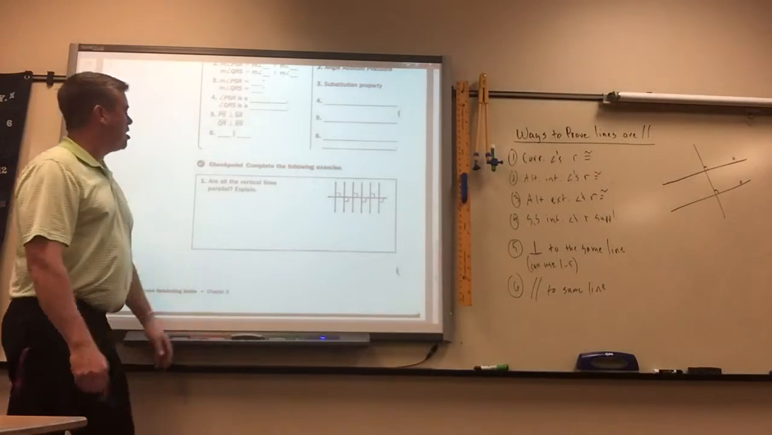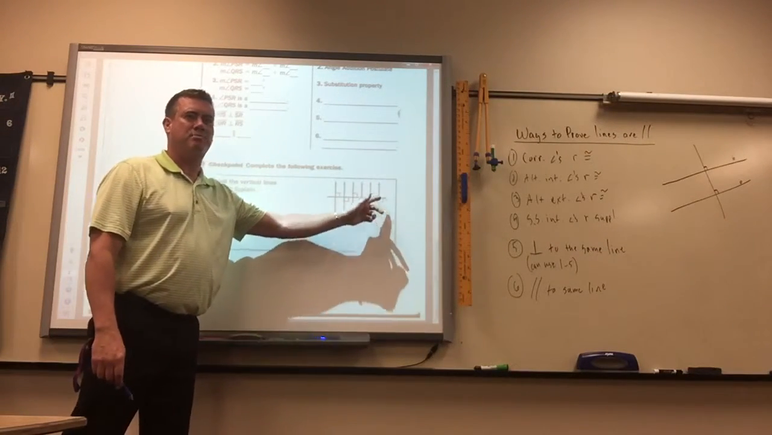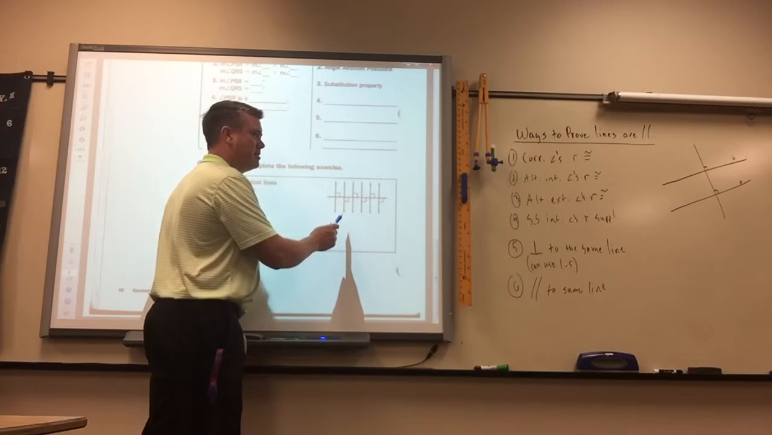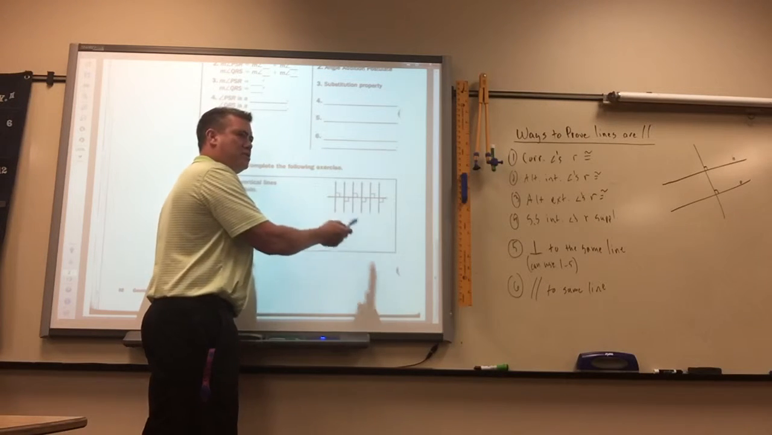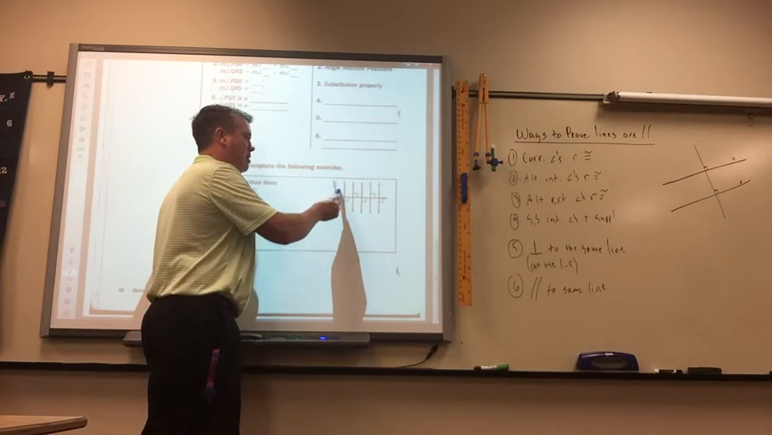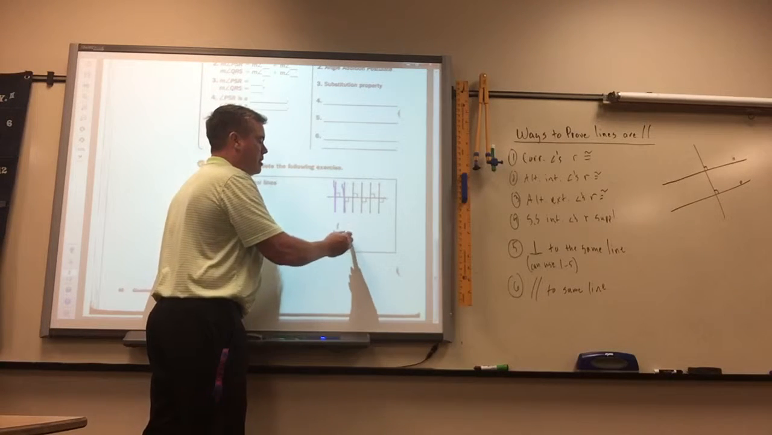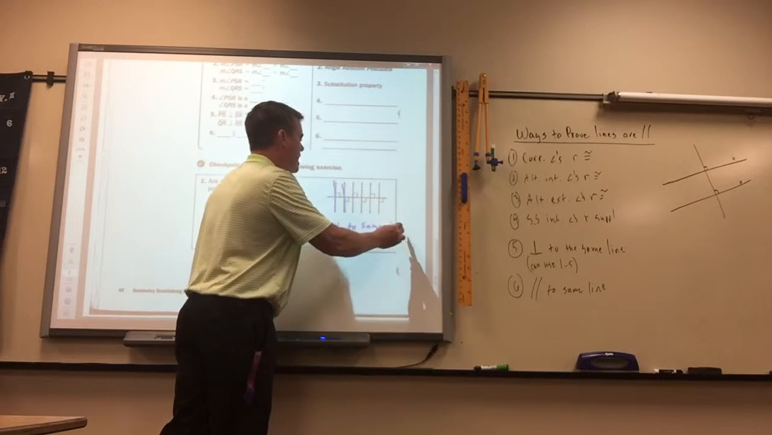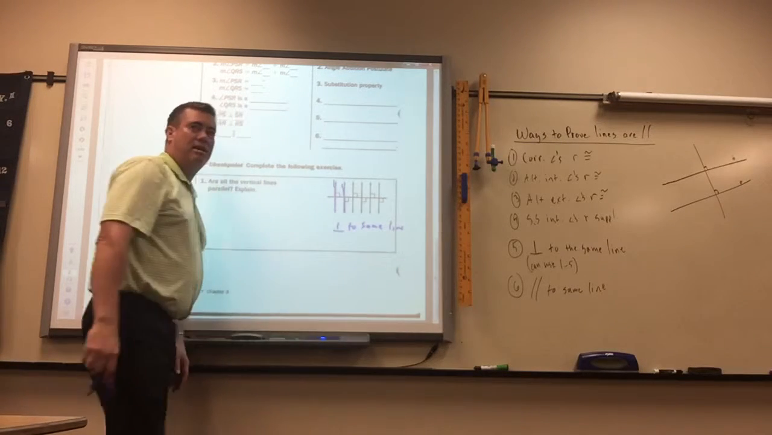Okay? Are all the vertical lines parallel to each other? Yes, they are. And why? Which one of those 6 reasons proves that 5 and 6? They're perpendicular to the same line. They all have a 90 on the lines.